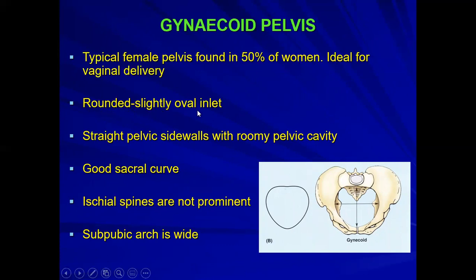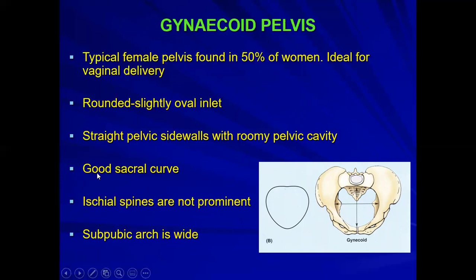It has a slightly oval inlet. If you see here, it is oval compared to the male, which is definitely heart shaped. It has a straight pelvic side wall, not like the male, which is very shallow. Here it is straight because it serves a purpose for the birth canal. The side wall is also very roomy, giving a roomy pelvic cavity, a very big space that allows the baby to pass through.